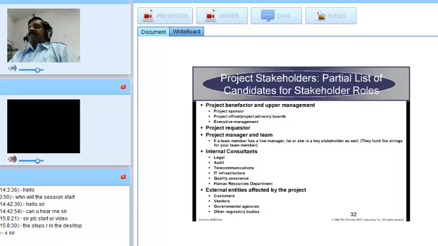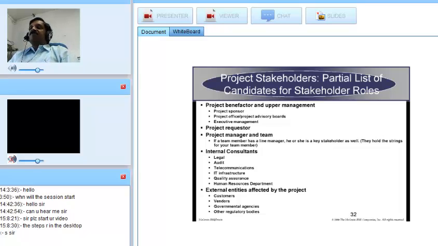And some of the stakeholders: the project benefactor or upper management could be a stakeholder. This is only a partial list, a list which can help you identify the stakeholders when you're doing a project. It could be a project benefactor or upper management, the chief executive, the chairman, etc. It could be the project requester who has requested the project to be done on behalf of the providing organization, or it could be the project manager and the team, because the project manager and the team have a necessary role to play.